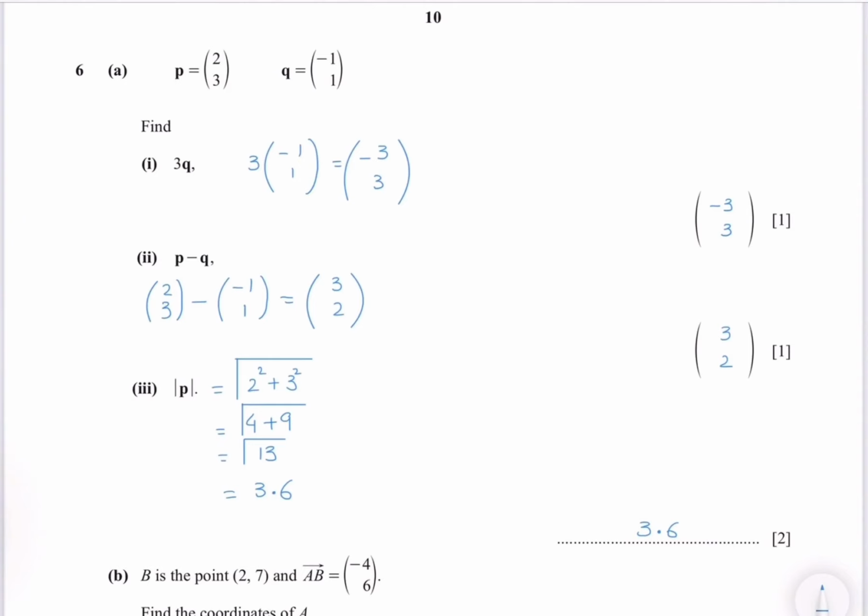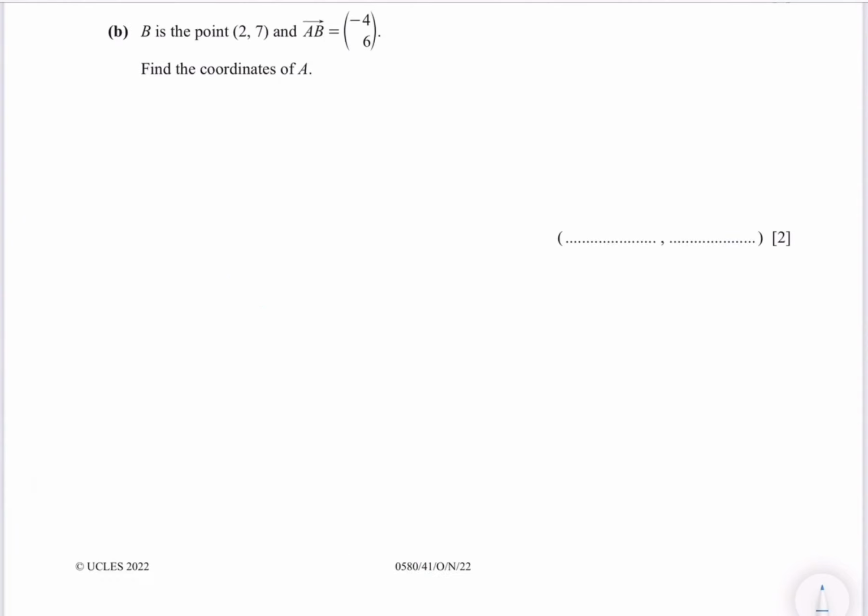Part D. B is the point (2, 7) and AB equals (-4, 6). Find the coordinates of A. So you write AB as a position vector. We always write a position vector like AB equals OB minus OA. So AB, write the column vector (-4, 6) under AB, and write the coordinates (2, 7) like a column vector, and we have to find OA.